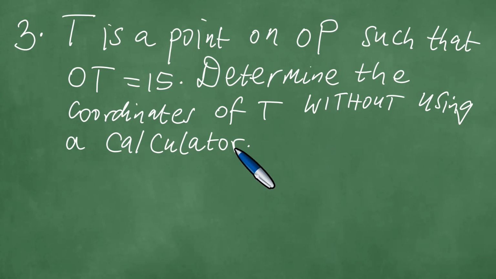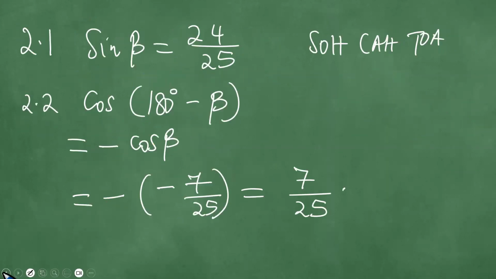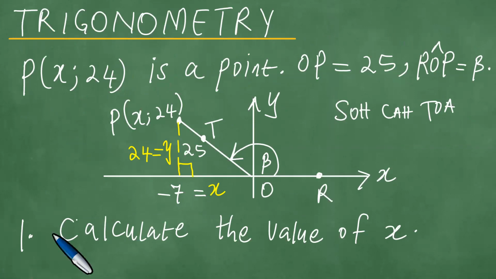Okay, T is a point on OP such that OT is 15. If OT is 15, determine the coordinates of T without using a calculator. Okay, let's see. OT is 15. Let's look at the diagram. You have that OT is 15. Then we want to find the coordinates of T without using a calculator. If the distance from here to there is 15, what do we do right now?